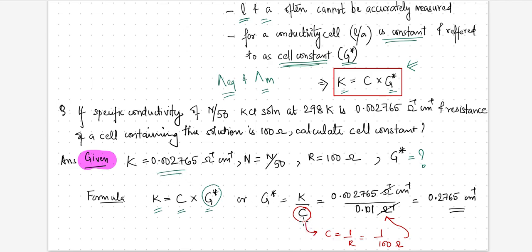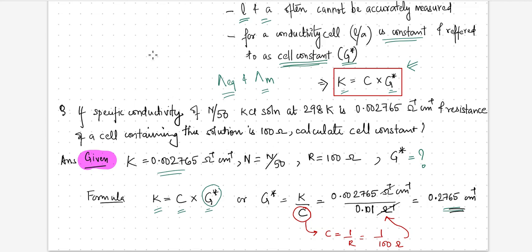Now C is conductance, and you know conductance is 1 upon R. Resistance is given, so it is 1 upon 100. So you get this value as 0.01 per ohm. Now when you solve this, you get this particular value for the cell constant. If you substitute these values, you will directly get the actual unit for the cell constant.